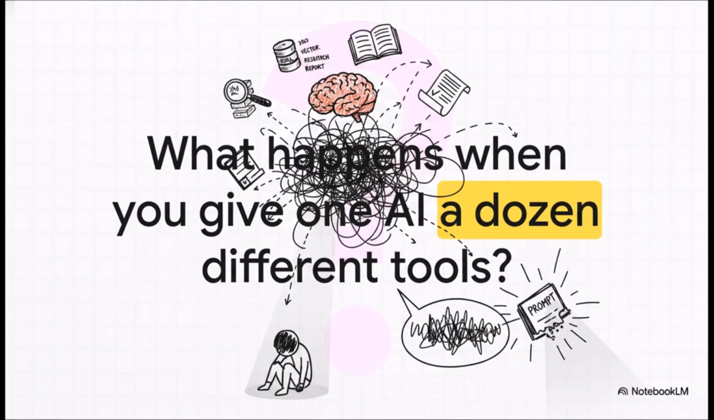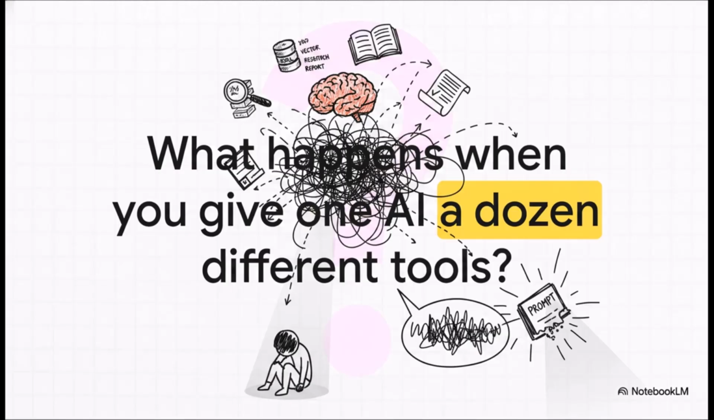It brings up a really important question. What actually happens when you give one AI a dozen different tools? I mean, it sounds incredibly powerful at first, right? But the reality hits hard. If it has to search a vector store, query a SQL database, validate citations against source documents, and then format a research report all in a single turn, the system just begins to break down.